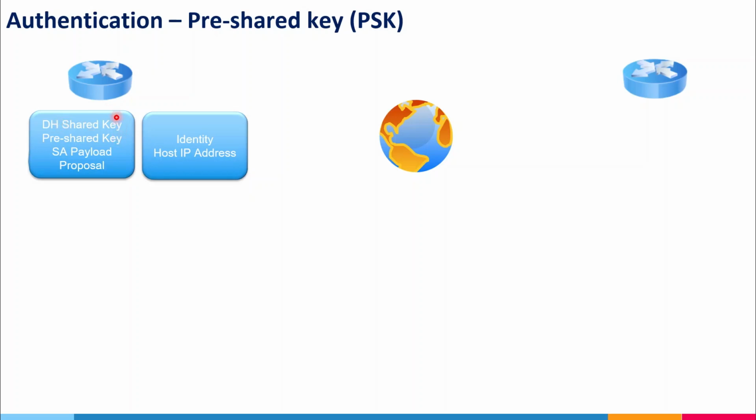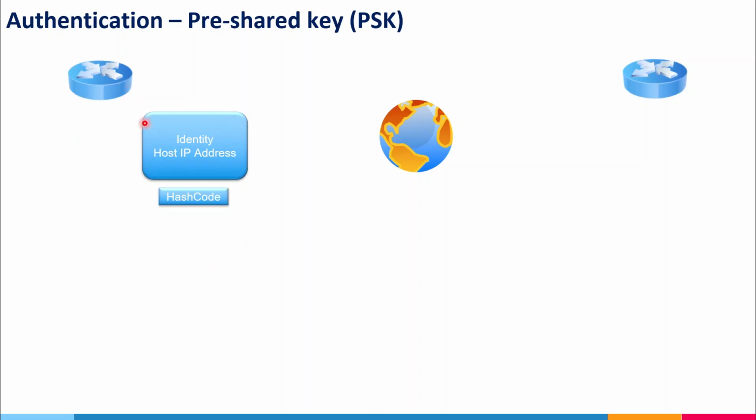In the configuration, you select the DH shared key, you enter the pre-shared key, the security association payload and proposal. All this configuration will be done over here when you initiate a connection, and then you configure the same configuration over here with all these values. What would happen is a hash value of this configuration will be taken. So I get a hash code.